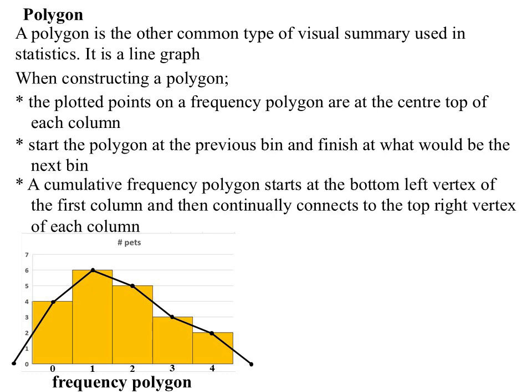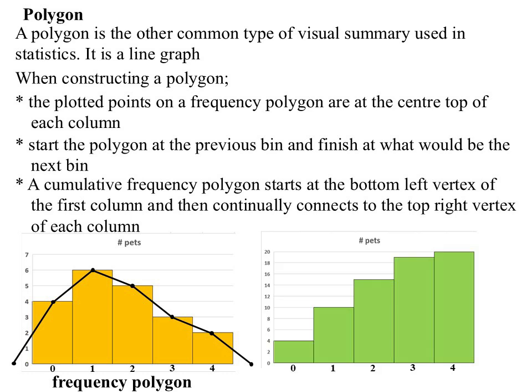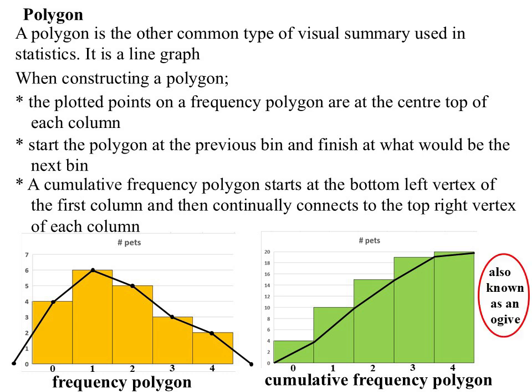The cumulative one, we do a little bit differently. We start at the corner of the first one, right down the bottom there, and then we join them up to the opposite vertex as we go up. So that's how that one works. And the cumulative frequency is sometimes called the ogive.